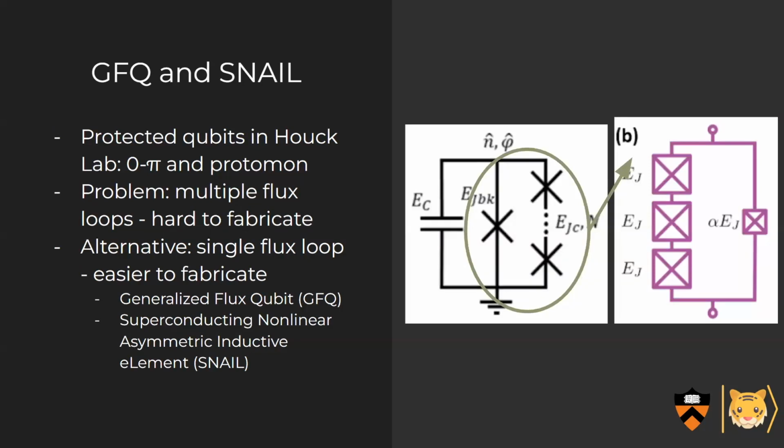The one on the left is the generalized flux qubit with n Josephson junctions tied in series, which is tied in parallel to a black sheep Josephson junction, and then we have a capacitor that shunts the entire thing. When n equals 3, so 3 Josephson junctions in series, it's called a superconducting nonlinear asymmetric inductive element, which is SNAIL.